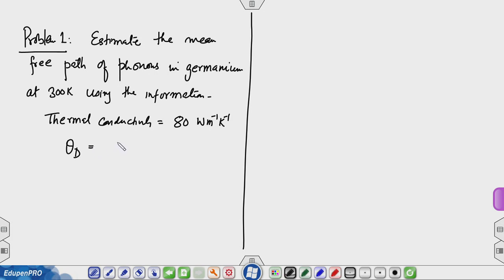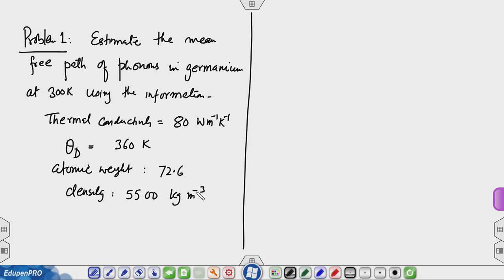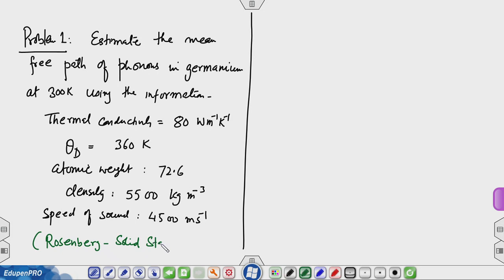Theta Debye is 360 K. Atomic weight is 72.6 and density is 5500 kg per meter cubed, and finally speed of sound in germanium is 4500 meters per second. This problem is taken from Rosenberg, solid state physics, and here is the solution.